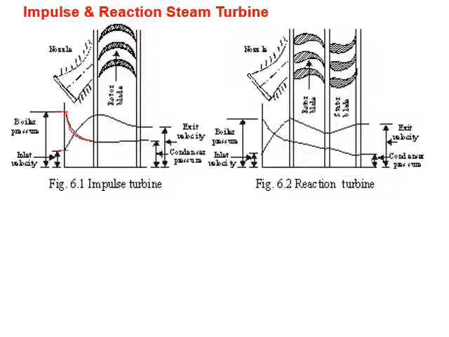Initially, this is the inlet velocity of the fluid to the nozzle. Then the fluid exits the nozzle at a higher velocity. In an impulse turbine, once the fluid or steam enters the moving blades, the pressure remains constant. So here in the moving blade, the pressure remains constant. Then it exits to the condenser. That pressure is called the condenser pressure.